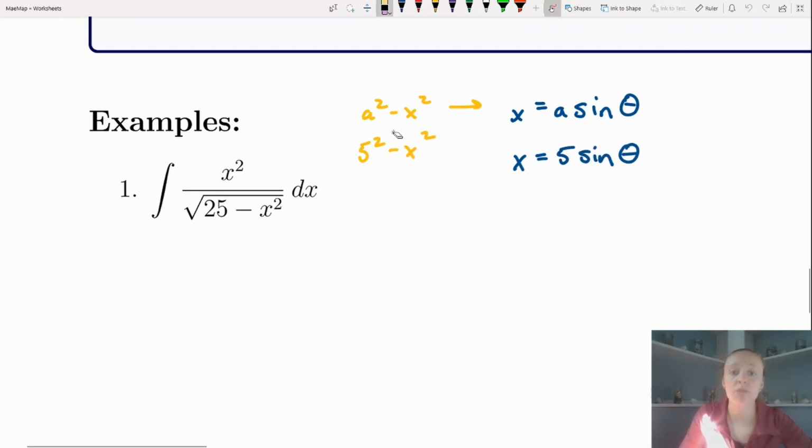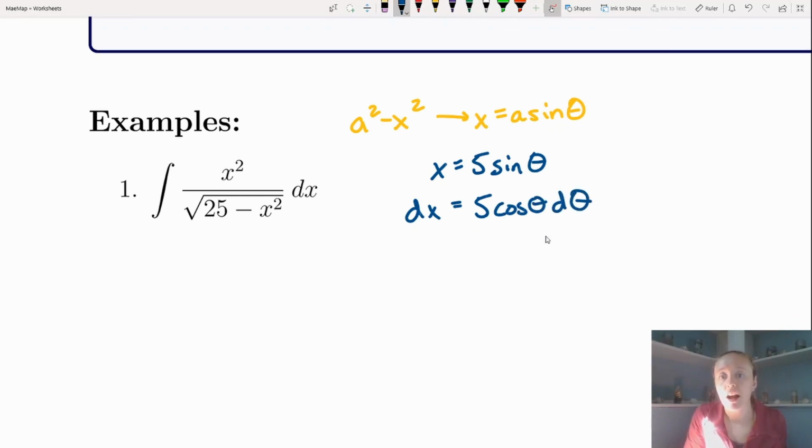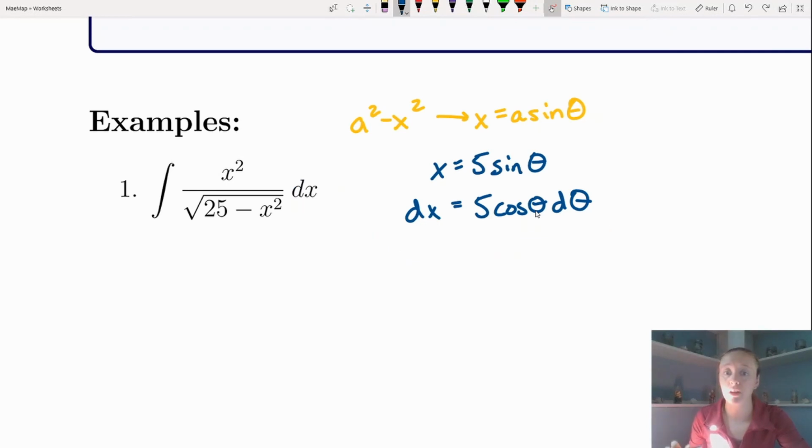So let me go ahead and clean this up so that I can fit it all in this page. Knowing that x equals 5 sine of theta, part of our bookkeeping was figuring out that dx. My dx is going to be the derivative of 5 sine of theta, which is 5 cosine of theta, and that's my d theta. So for dx, I'm plugging in 5 cosine of theta d theta, whereas for all my x's in my problem, I'm plugging in 5 sine of theta. But before we do that, let's continue on with our bookkeeping.